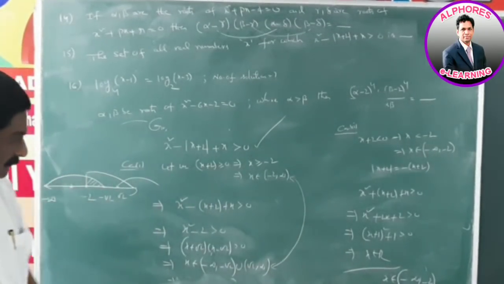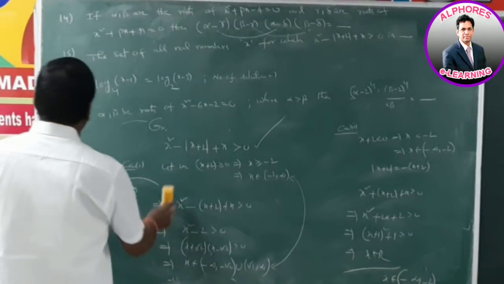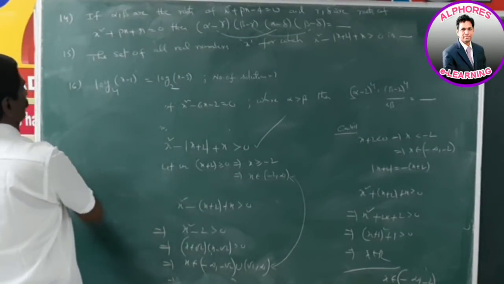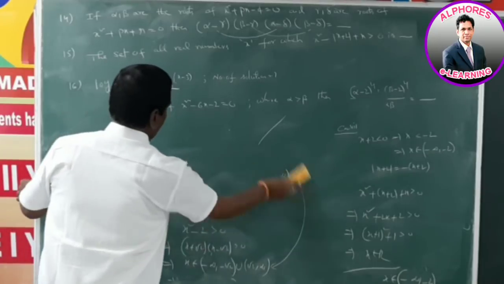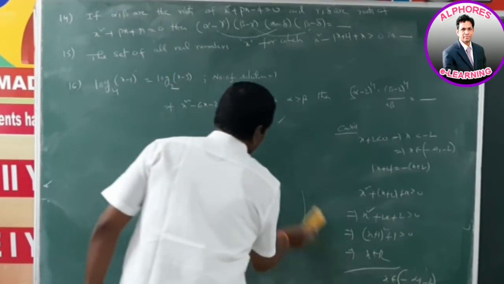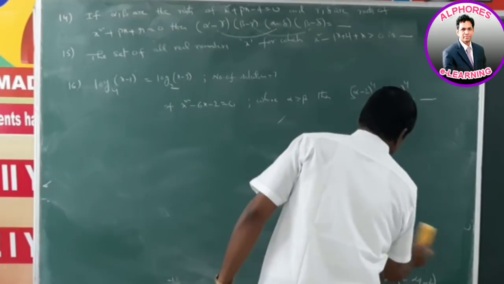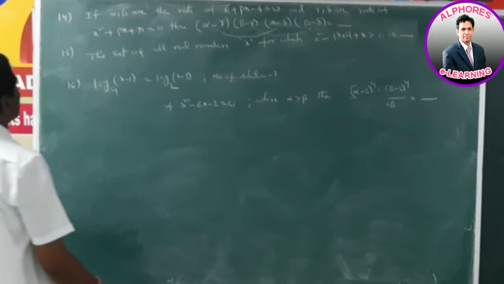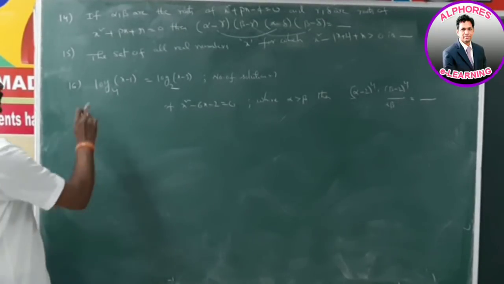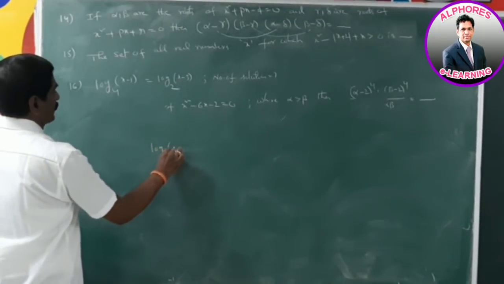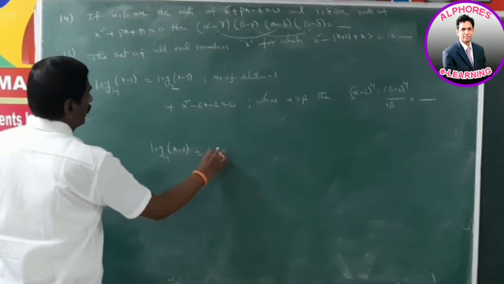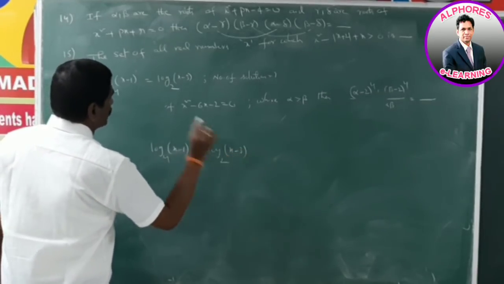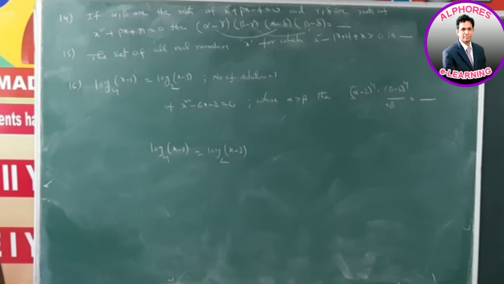Okay. Next. Second one. Sixteenth. If log of x minus 1 base 4 is equal to log of x minus 3 base 2, then find the number of solutions of this equation.